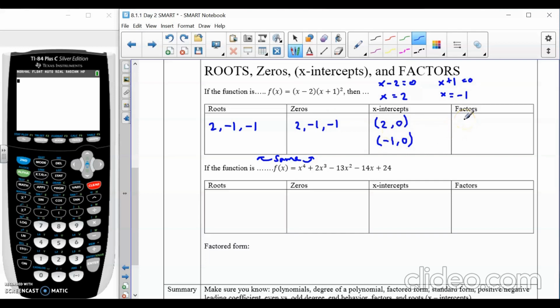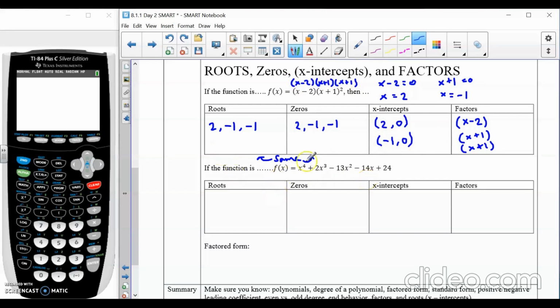And lastly, for factors, this is very conveniently already in factored form, and so we know our factors are x minus 2 and x plus 1. Okay, and we can even list x plus 1 twice because there are 2 of them technically, right? In our equation, if there's an (x plus 1) squared, that's the same thing as saying that there's an x plus 1 times another x plus 1.